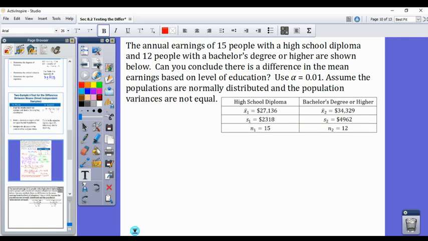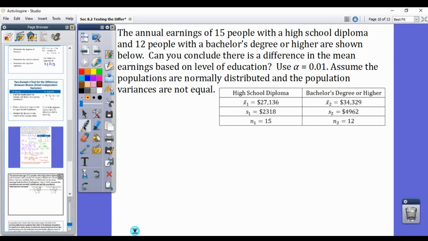All right, in this problem, we have the annual earnings of 15 people with a high school diploma and 12 people with a bachelor's degree or higher, shown below. Can we conclude that there's a difference in the mean earnings based on our level of education? We're using a significance level of 0.01. Assume that populations are normally distributed and our population variances are not equal. Okay, so this one is very similar to the last example. So what I actually want you to do is pause, work through it, and then push play.